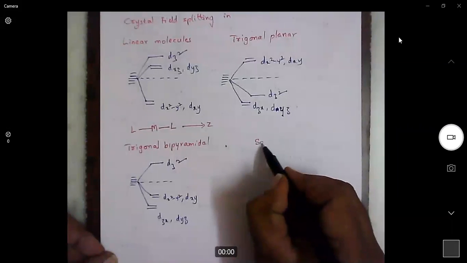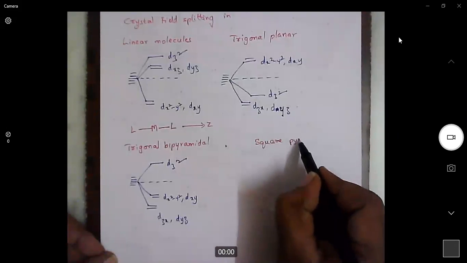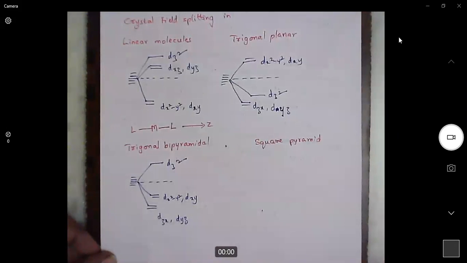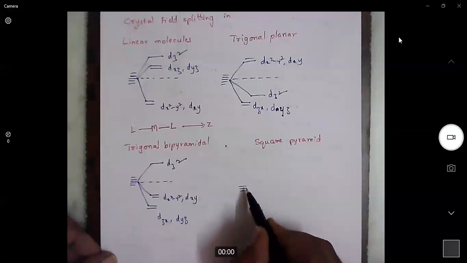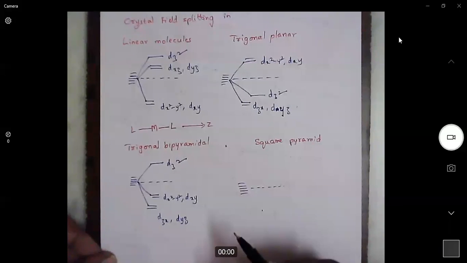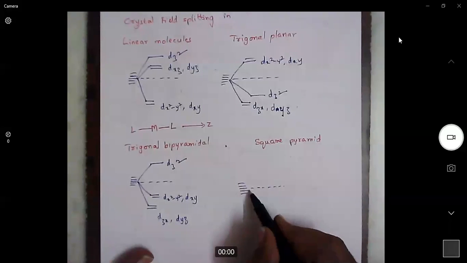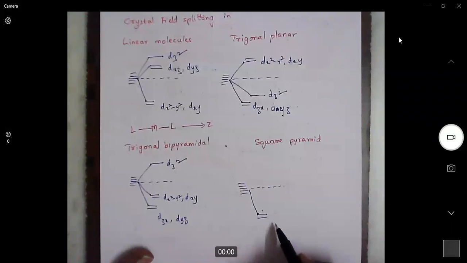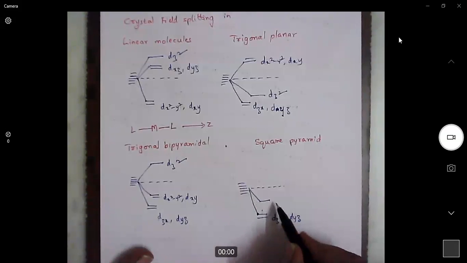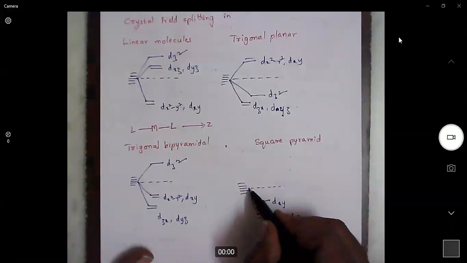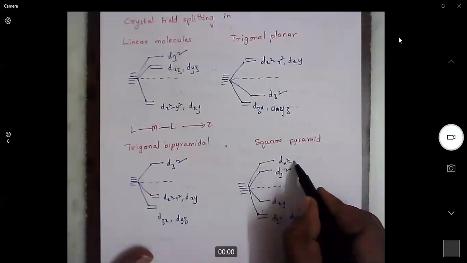And final molecule, square pyramid. In a square pyramid: dzx, dyz, dxy, dz square, dx square y square.